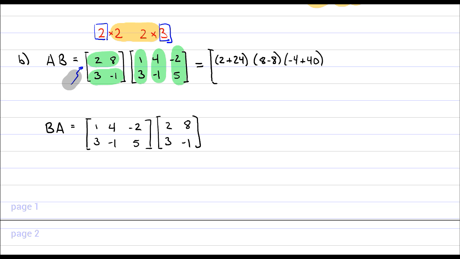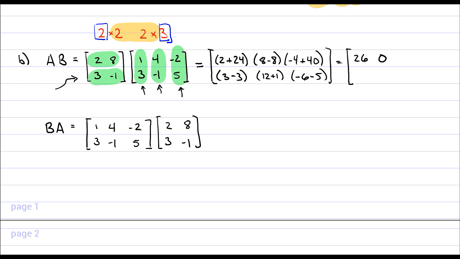I have all 3 entries of the first row, so I need to move on to the second. So I'm going to use the second row, but then all 3 columns, one at a time. And that's going to give me 3 minus 3, 12 plus 1, and minus 6 minus 5. So pulling all of that together, the end result is going to be 26, 0, 36, 0, 13, minus 11. So this is the result for A times B.